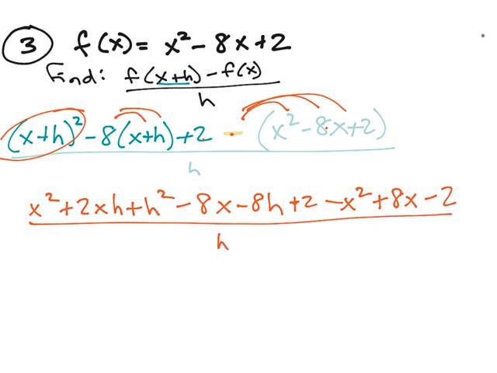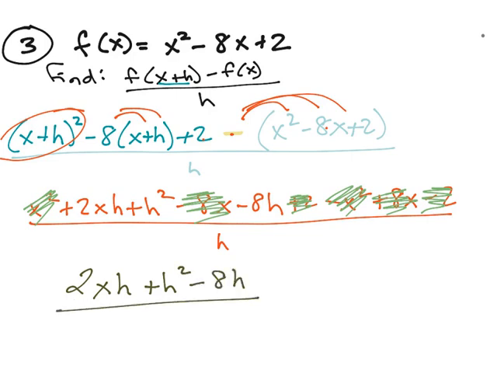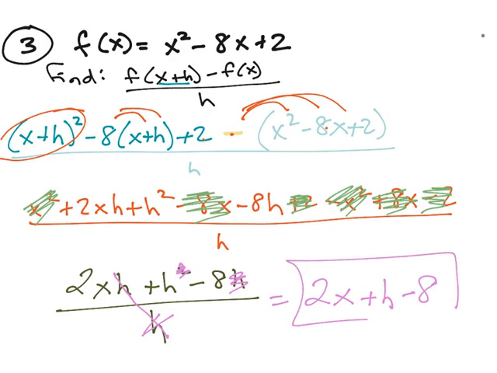Let's check out our numerator. What can we get rid of? x squared minus x squared. Negative 8x plus 8x. Plus 2 minus 2. And what are we left with? We're left with 2xh plus h squared minus 8h all over h. So once again, we're at the point where we get rid of an h, get rid of an h, get rid of an h. And I am left with 2x plus h minus 8.